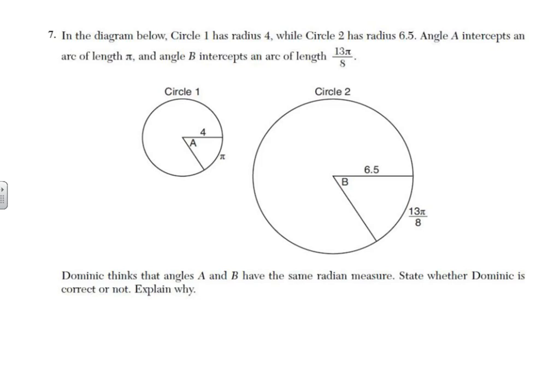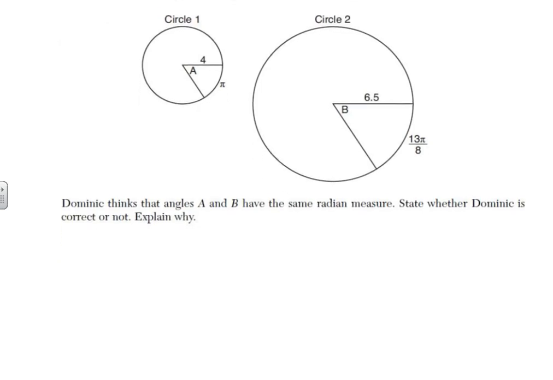Okay, so in the diagram below, circle 1 has a radius of 4, while circle 2 has a radius of 6.5, and angle A intercepts an arc length of pi, and angle B intercepts an arc length of 13 pi over 8. Dominic thinks that angle A and angle B have the same radian measure. State whether Dominic is correct or not. Explain why.